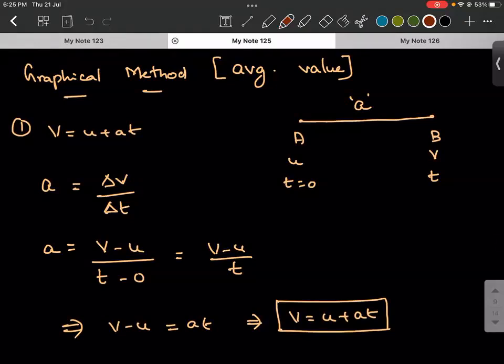Can take it, but this expression needs initial velocity. That is why we want. If you want, you can write v is equal to u plus a into t2 minus t1 also. That could have also been possible, but this is the standard form. That is why it is easy.